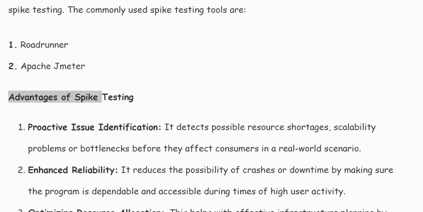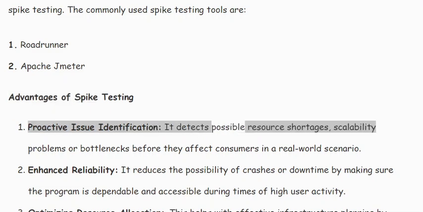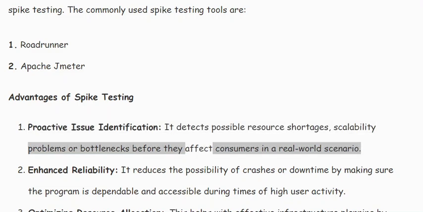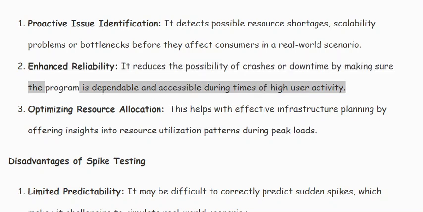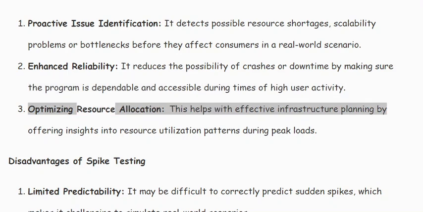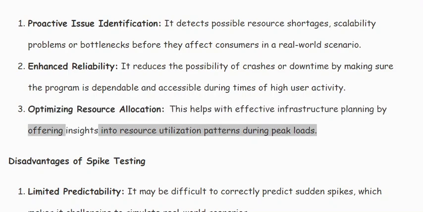Advantages of spike testing. Proactive issue identification. It detects possible resource shortages, scalability problems or bottlenecks before they affect consumers in a real-world scenario. Enhanced reliability. It reduces the possibility of crashes or downtime by making sure the program is dependable and accessible during times of high user activity. Optimizing resource allocation. This helps with effective infrastructure planning by offering insights into resource utilization patterns during peak loads.